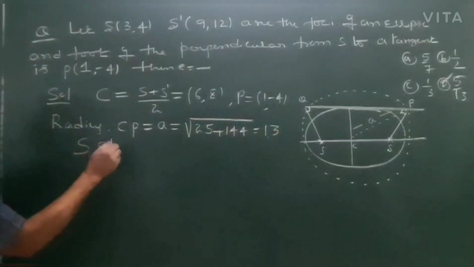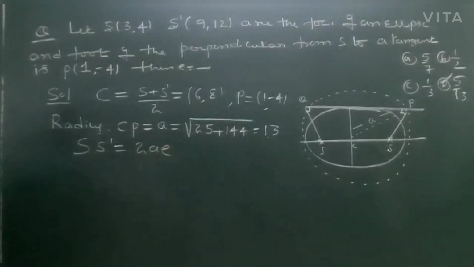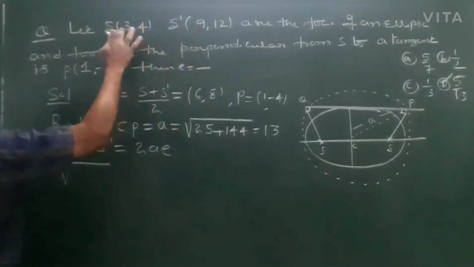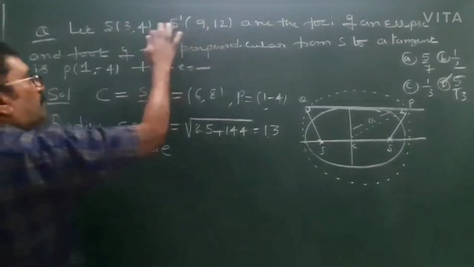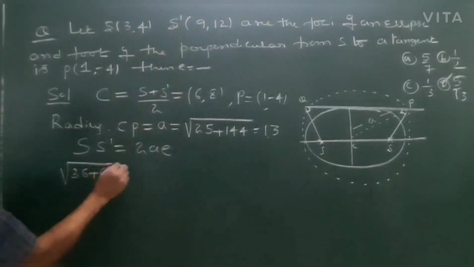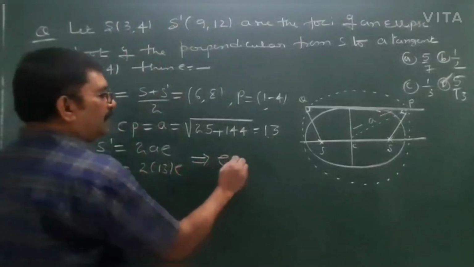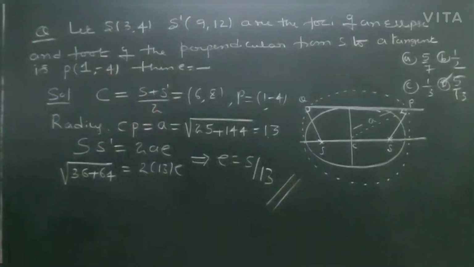Meanwhile, we know that SS dash is equal to 2AE, the distance between S and S dash. Apply this: 9 minus 3, it's 6, 36 plus 64, 12 minus 4, 8 whole square, 64, is equal to 2 into 13 into E, which implies E is equal to 5 by 13, which is the required answer. And this problem is important for any type of exams.